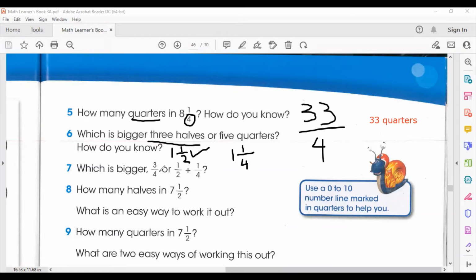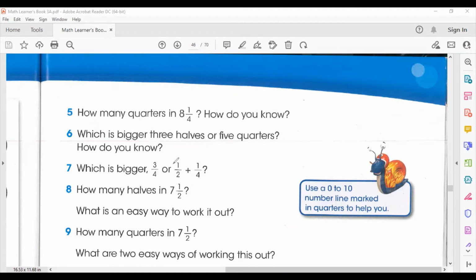Which is bigger, 3 by 4 or 1 by 2 plus 1 by 4? We solve this first, and then we can compare. 1 by 2 plus 1 by 4. 2 plus 4 is 6? We never solve like this. We should make the denominators the same. Denominator means the down portion of the fraction, and the up number is the numerator. The denominator should be the same, then we can add.